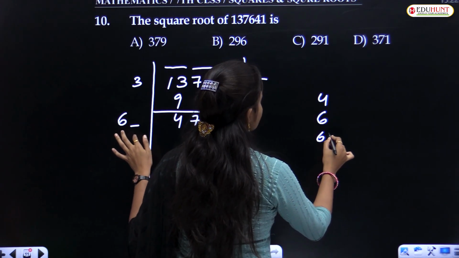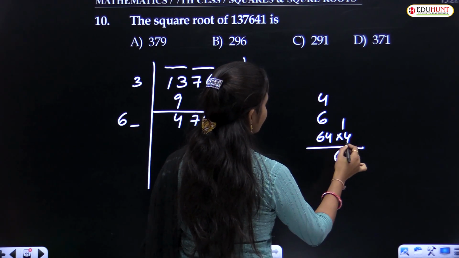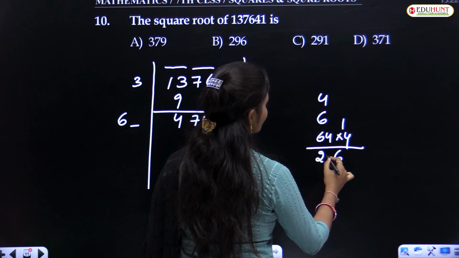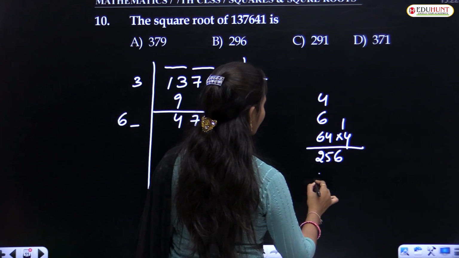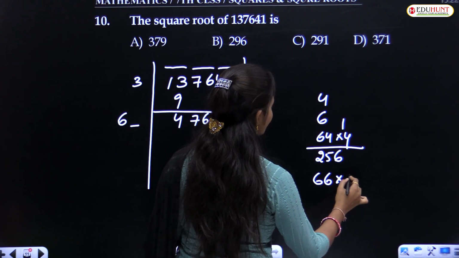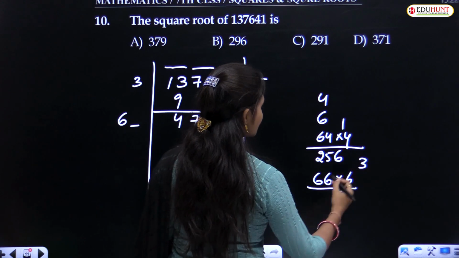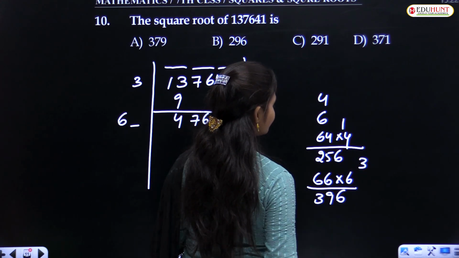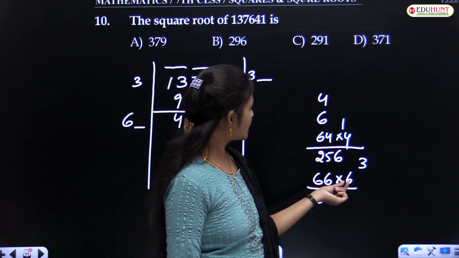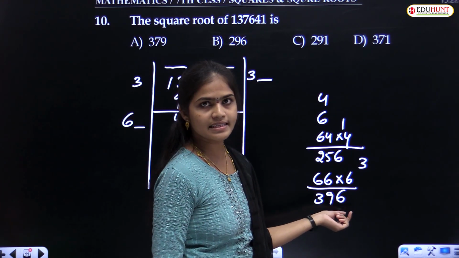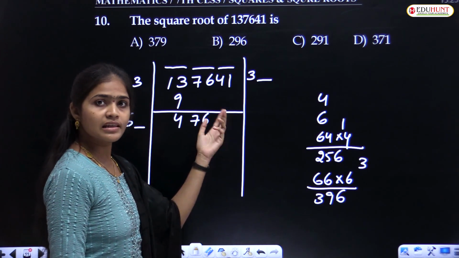So 64 into 4. 4 4s 16, 4 6 24 plus 1 is 25. That is 2 lesser here. So next take one more. What is that? 66 into 6. 6 6 36, 6 6 36 plus 3 is equal to 39. Only two possibilities there, no? Okay. So here 66 into 6 is equal to 396. So that is also lesser than 476, no? Still one more, check it.